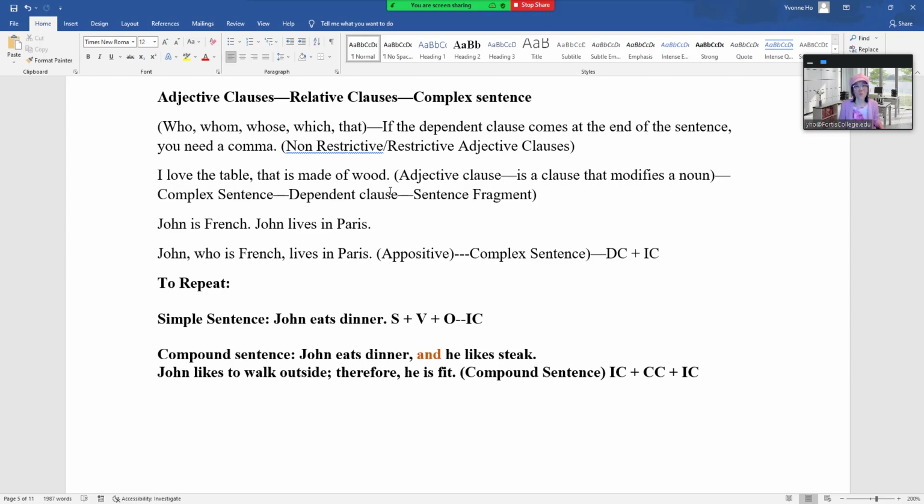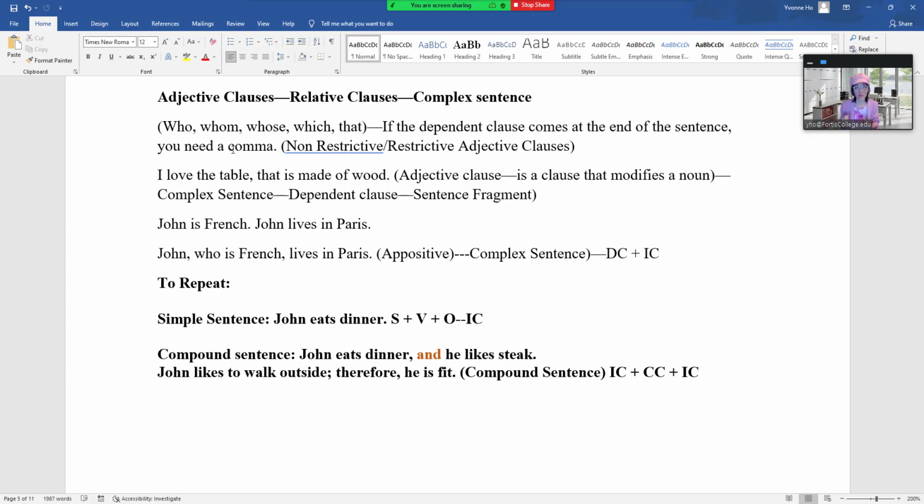So when you have a relative clause, I love the table that is made of wood. If you have a dependent clause using these words at the end of a sentence, you have one comma. Yep, a whole new set of rules. Then when you use these words and the dependent clause is at the beginning of the sentence, guess what? Two commas. Yeah.